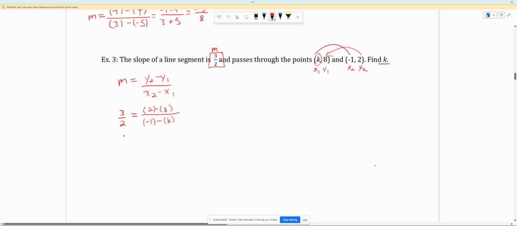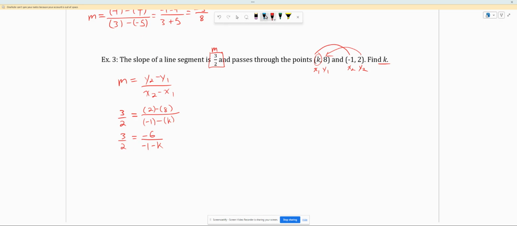Well, let's simplify this a little bit and get rid of all those brackets. So we got 2 minus 8, that's going to give me -6. And down below, I can't do anything yet. I cannot solve for k when it's in the bottom. So the strategy here is what we call cross multiply. Whenever you have this situation, you can get rid of your denominators by cross multiplying.